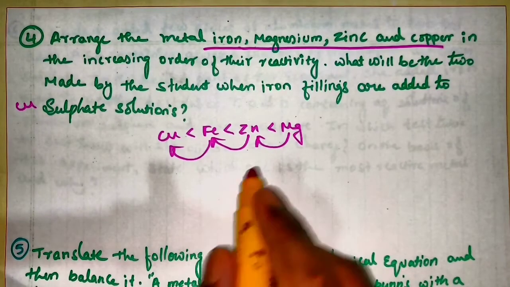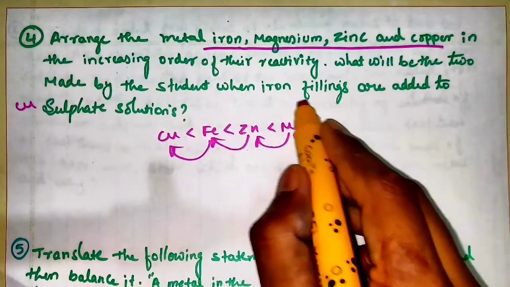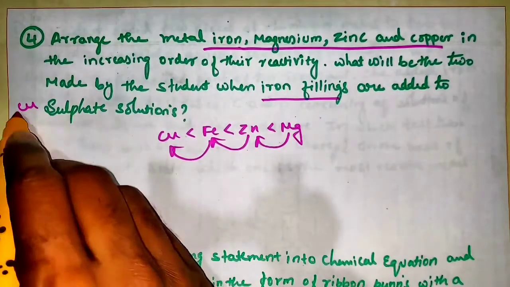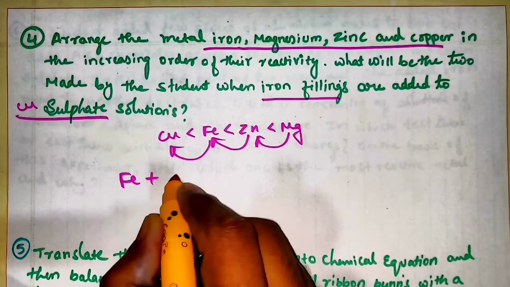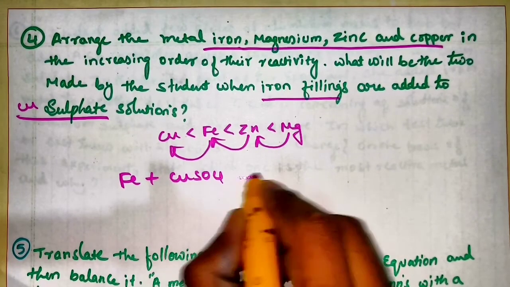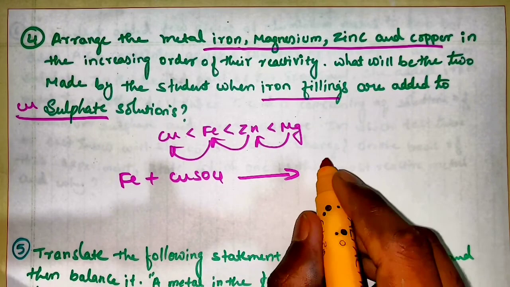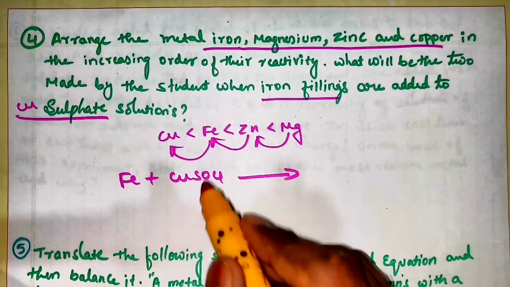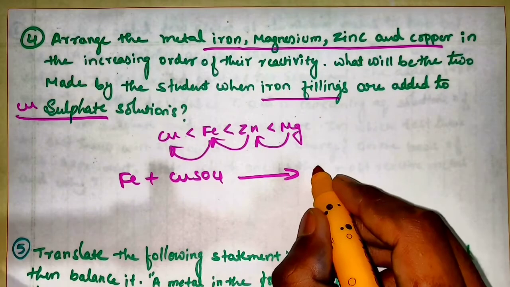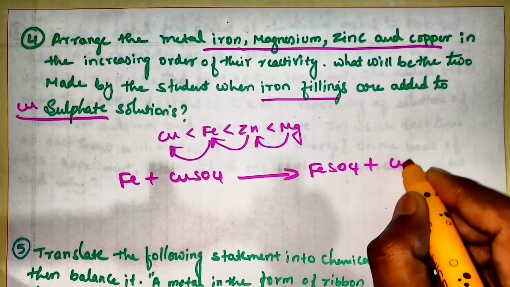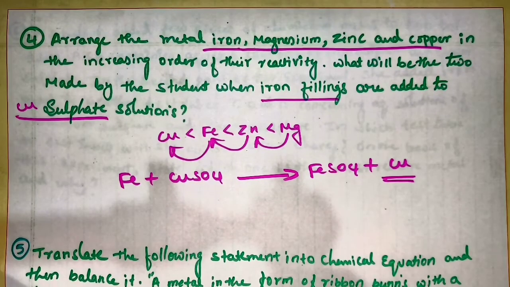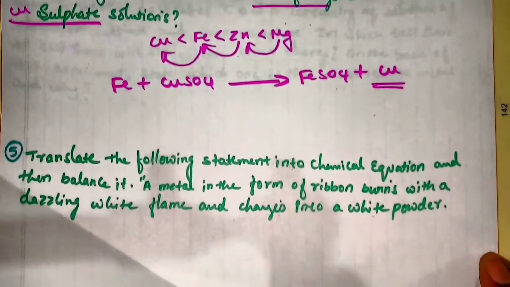What happens when iron filings react with copper sulfate? We have iron filings, that is Fe plus CuSO4. What is going to form? There is a displacement reaction, because we know that iron is more reactive than copper. So a displacement reaction takes place, that is FeSO4 plus Cu.